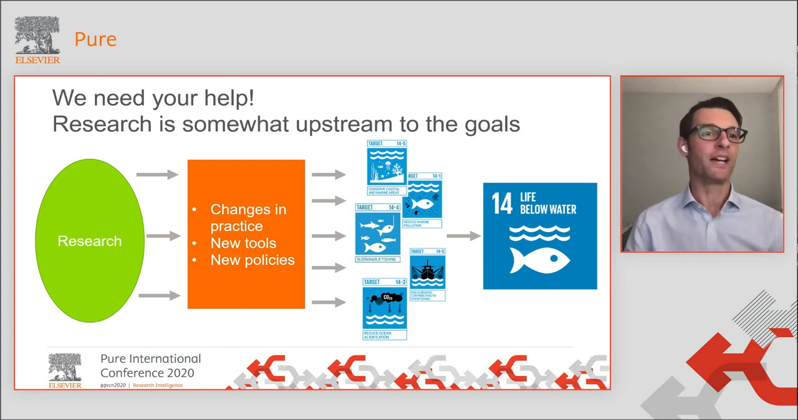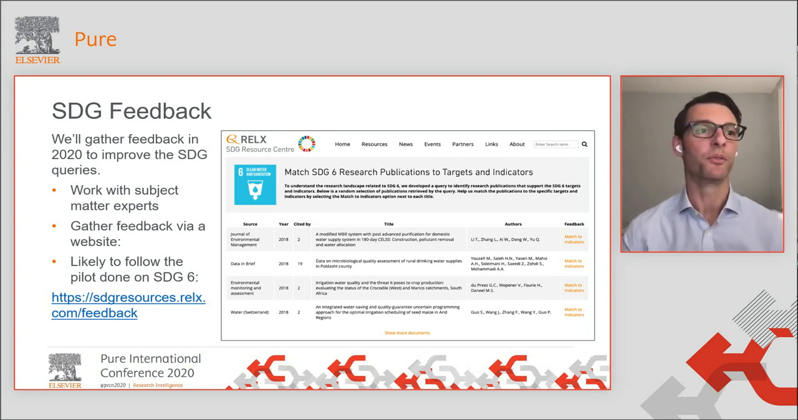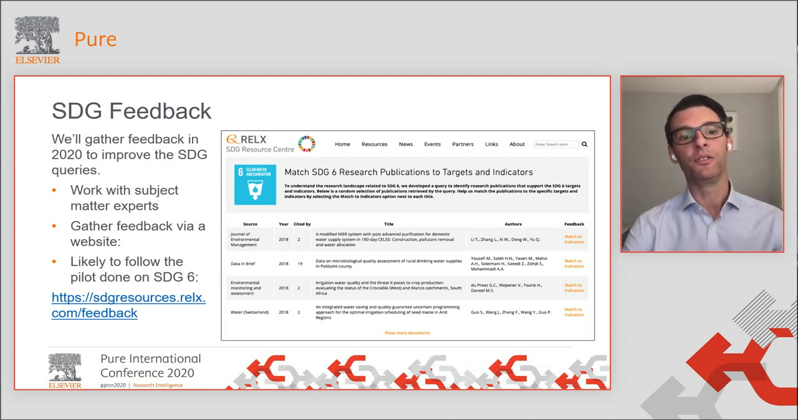But in order to make this as accurate as possible, we do need some validation from the community, which is why we have created a feedback tool. So this is the one that Elsevier has created. I know that there was one that Aurora had also created, who've shared their data with us. But if you go to this link, sdgresources.relex.com/feedback, or if you type in SDG feedback on the RELX Resource Center, you'll come up with this. You can go to each of the SDGs, have a look at some of the publications that come up as a result of these queries, and then you can give feedback. Yes, it belongs here. No, it doesn't belong here, and give more detail.